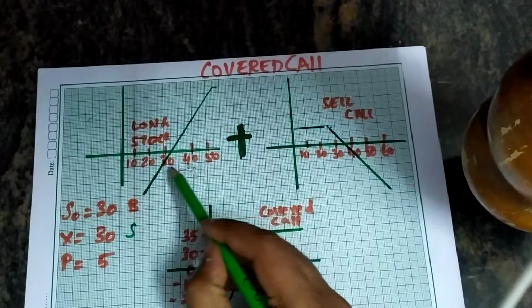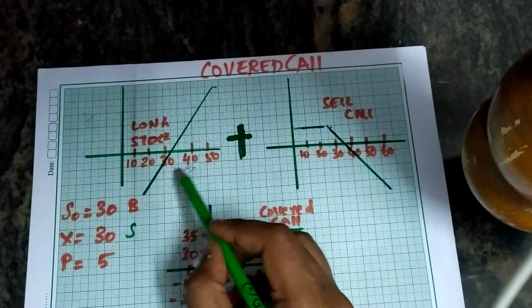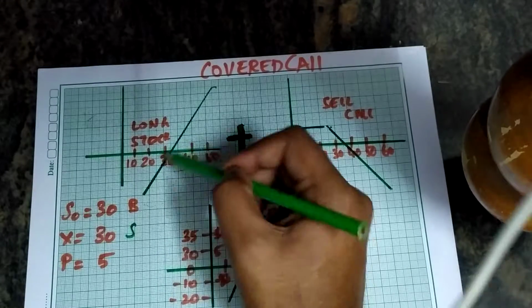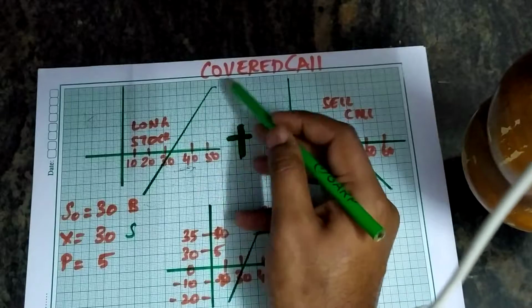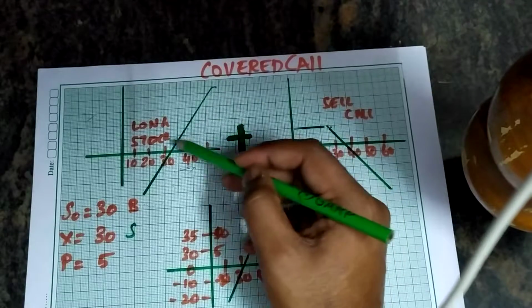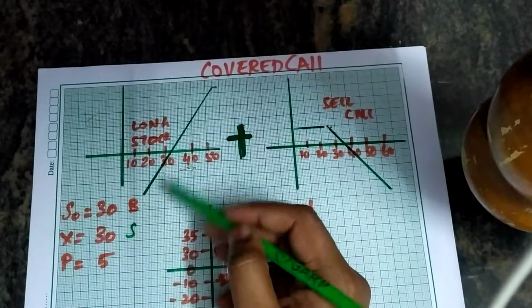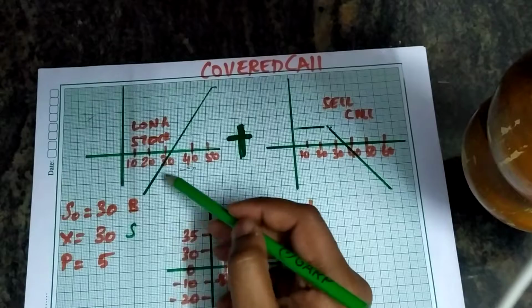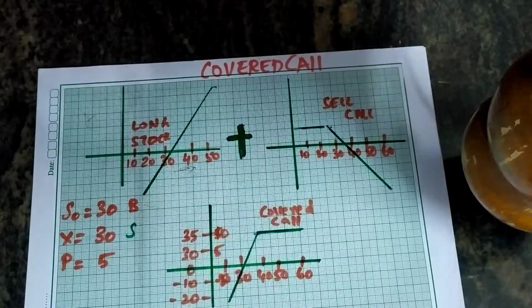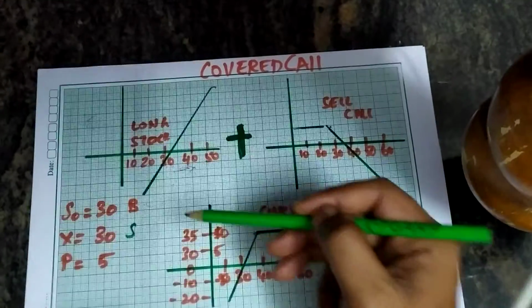40 to 50, $10. Our purchase price is 30. So 50 minus 30 is $20. So we are making profits when the stock moves high. So that's why the payoff is linear. In the same way, vice versa, when the stock falls to 20, we lose 10. When the stock falls to 10, we lose 20. So this payoff is very linear.